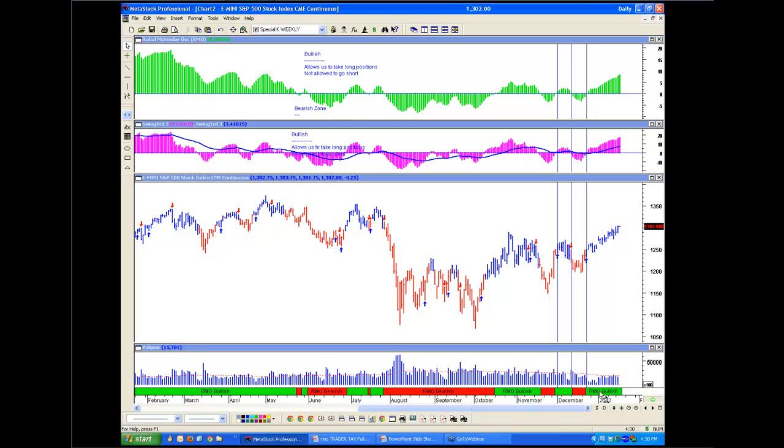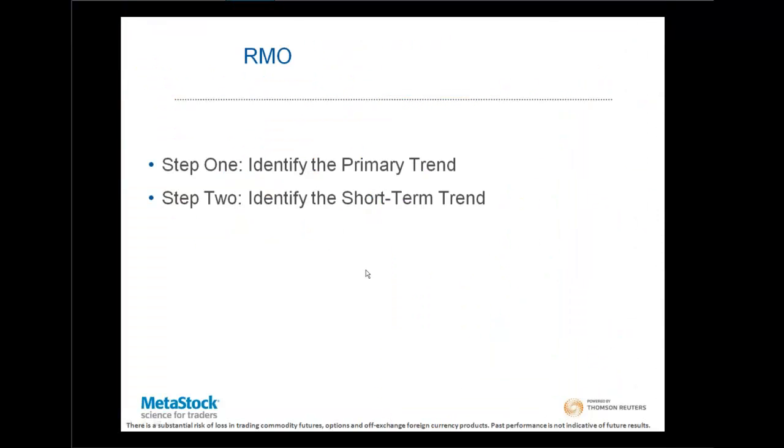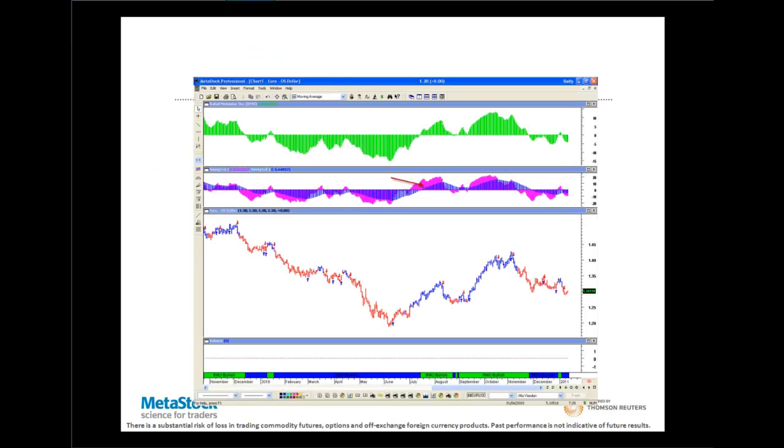And just to recap, probably our most important steps. Step number 1, we identified the primary trend. Step number 2, we identified our short-term trend. There are some examples here in the PowerPoint that we're just going to skip through, because I'm showing it on the stocks and futures and stuff that you asked for.